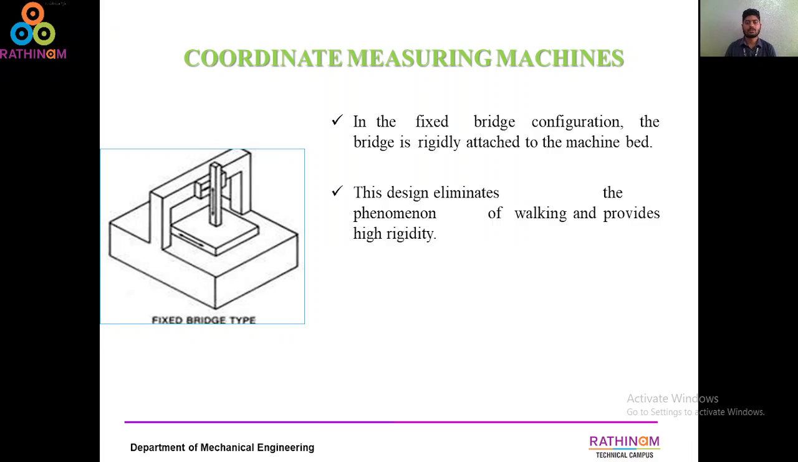Next one is the fixed bridge type. In the fixed bridge type configuration, the bridge is rigidly attached to the machine bed. If it is a movable bridge, it may wear and tear during sliding, so it causes some shakes. But with the fixed type of beam, it never shakes, so rigidity can be achieved by this type of fixed bridge coordinate measuring machine. This design eliminates the phenomenon of walking and provides high rigidity.